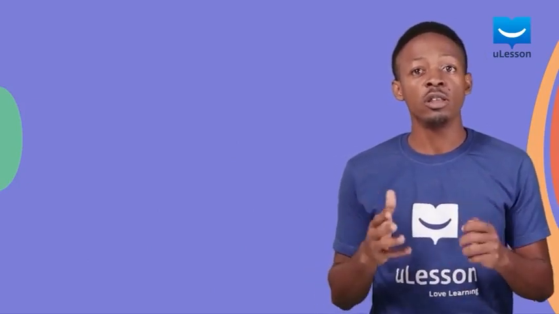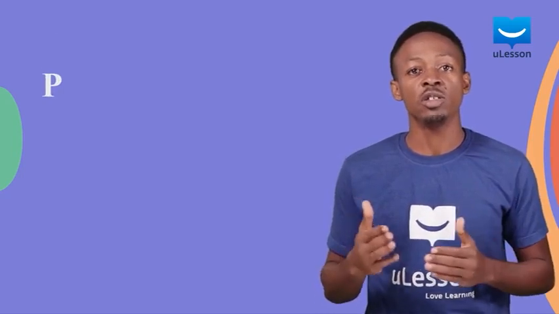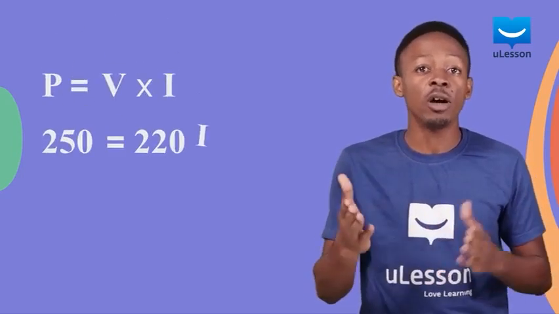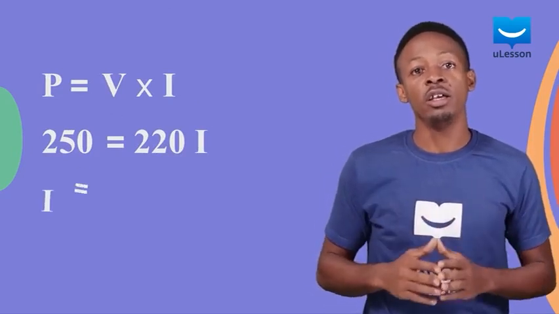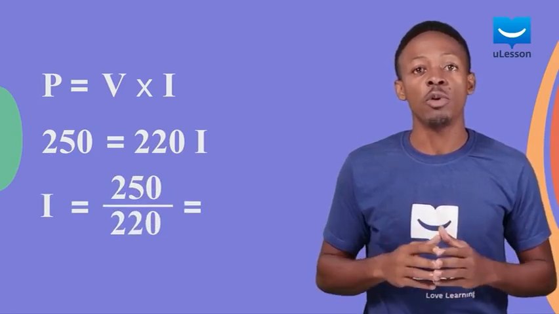This also implies that the current required to run this appliance can be gotten from the relation P is equal to V times I. Now substituting our figures for power and voltage from the ratings and solving for current, we have I is equal to 250 divided by 220, which is equal to 1.14 amperes.